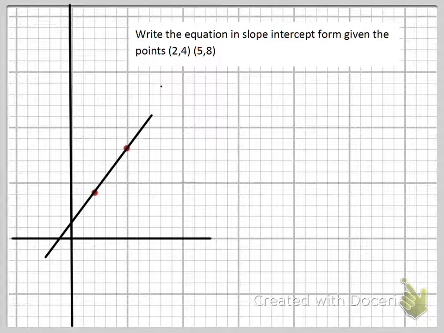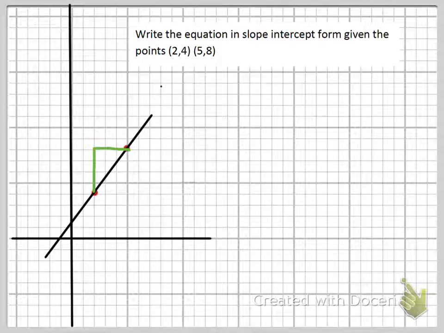Okay, so that's the line that goes through those 2 points. Now we know that lines have slope, and that slope is a constant rate of change, that this line changes at the same rate all the time. One way to determine that slope is to use a slope triangle, where we look at how the line is changing from point to point.